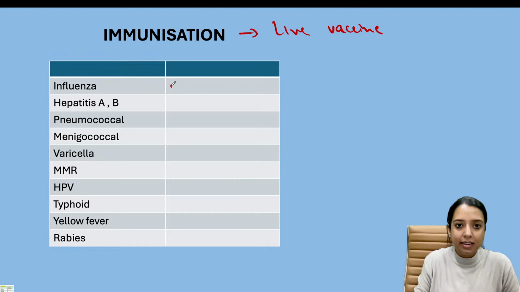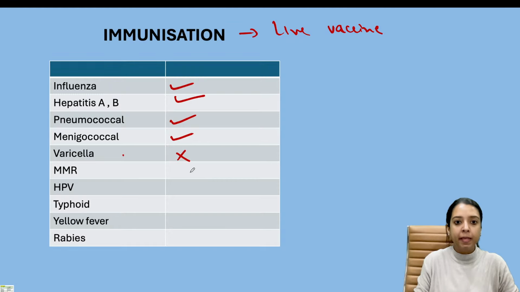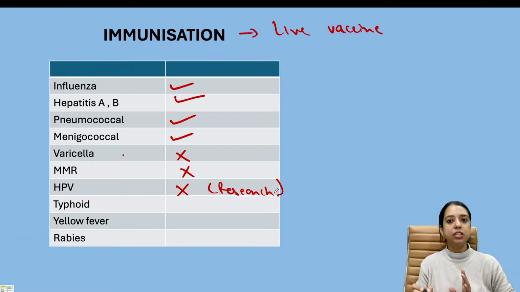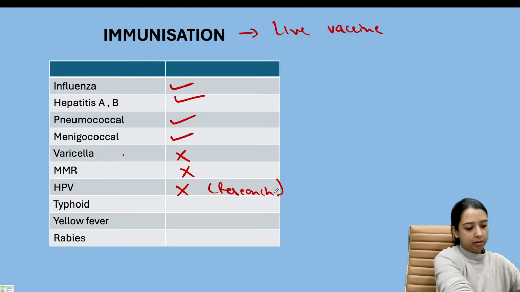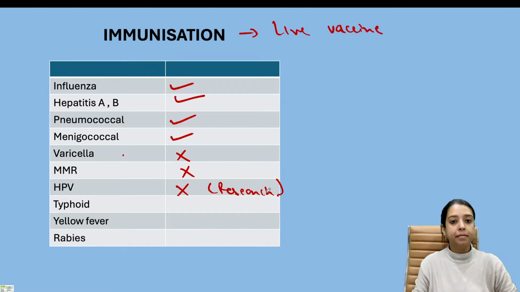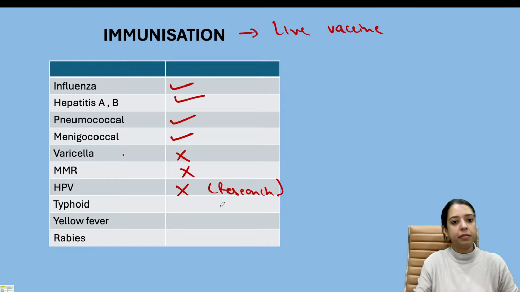Can I give influenza vaccine? Yes. It's a killed vaccine. Yes. Hepatitis A, B. Pneumococcal दे सकते हैं, meningococcal दे सकते हैं. कौन सी नहीं दे सकते? Varicella नहीं दे सकते. It's a live vaccine. MMR is a live vaccine. HPV is not a live vaccine. Still हम HPV नहीं दे सकते because of lack of research. अभी हमारे पास research नहीं है in pregnant women. That is why. Yes, deworming only once for pregnant women in second trimester. ठीक है? Okay, so HPV नहीं दे सकते. It's not live, but we don't have research, so we can't give HPV.